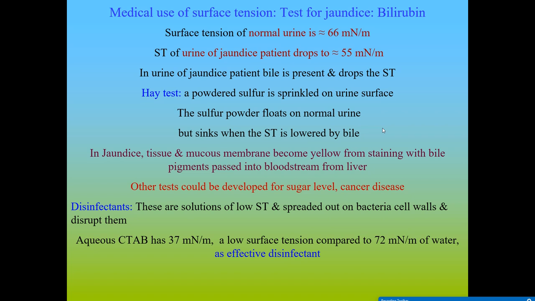We spread the dried sulfur powder on them. The normal person's urine has higher surface tension and the least surface energy, so the sulfur remains suspended at the top, while in the urine sample with bilirubin, the sulfur particles will go down, to the bottom.